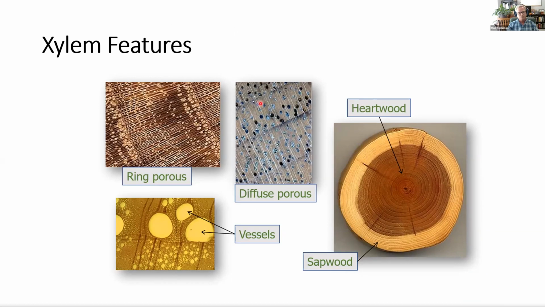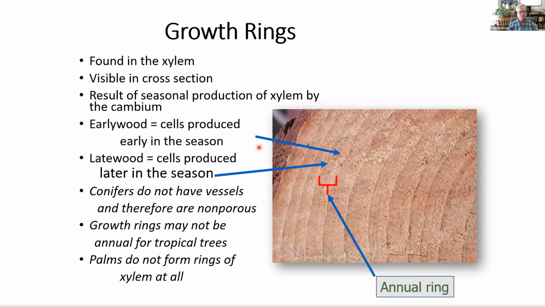They will get a little more compact here at the end of the growing season in the diffuse porous as well. It's just a little harder to see, but there are early wood and late wood cells that are produced. Conifers do not have vessels and therefore are non-porous.